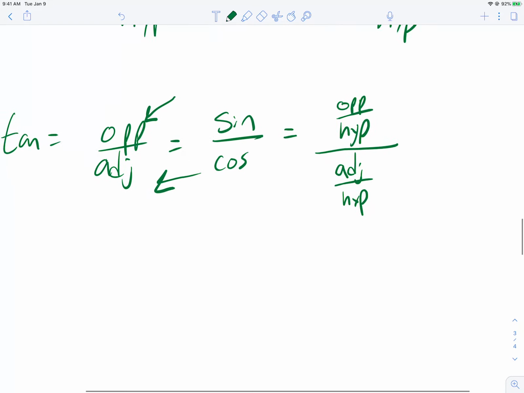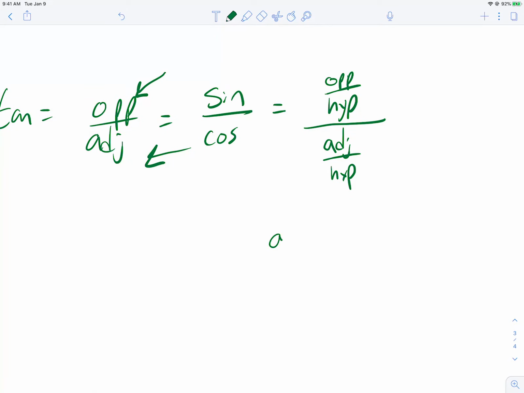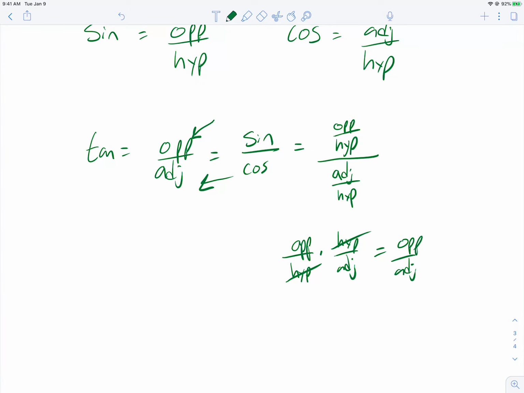If I'm going to divide two fractions, I'm going to multiply by the reciprocal. So the opposite over the hypotenuse multiplied by the hypotenuse over the adjacent. The hypotenuses cancel out, and we have opposite over adjacent. So tangent is the same as sine over cosine.